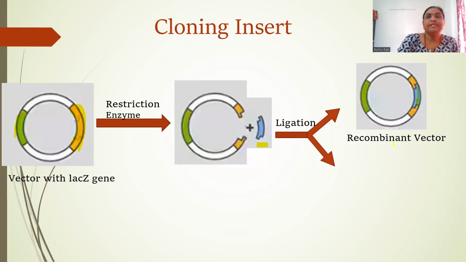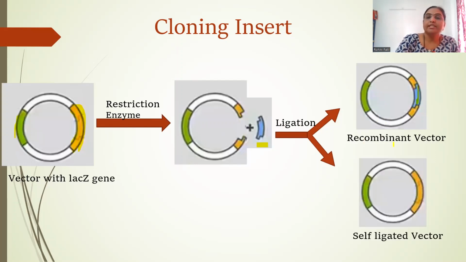It is a recombinant vector because it consists of the insert. What is the second possibility? The second possibility is self-ligation. That is, the vector can ligate to itself. So there are two products. The first one is a recombinant vector.